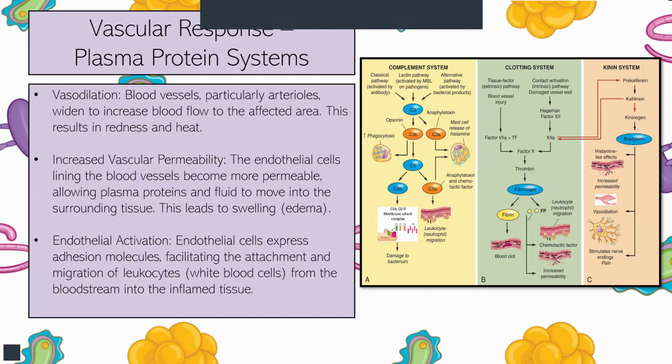In the plasma protein system, vasodilation is where blood vessels, particularly arterioles, widen to increase blood flow to the affected area. This results in redness and heat. Increased vascular permeability allows endothelial cells lining the blood vessels to become more permeable. This allows plasma proteins and fluids to move into the surrounding tissue. This leads to what is called swelling or edema.